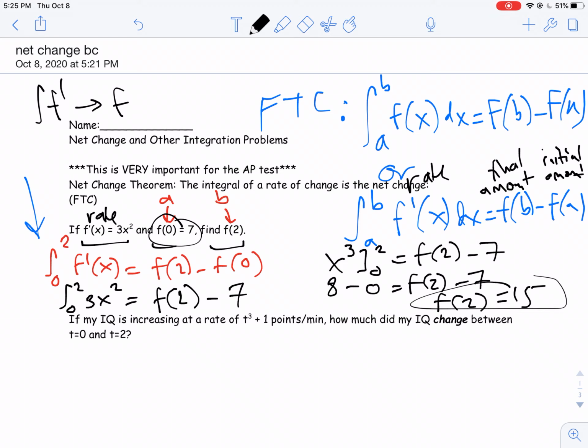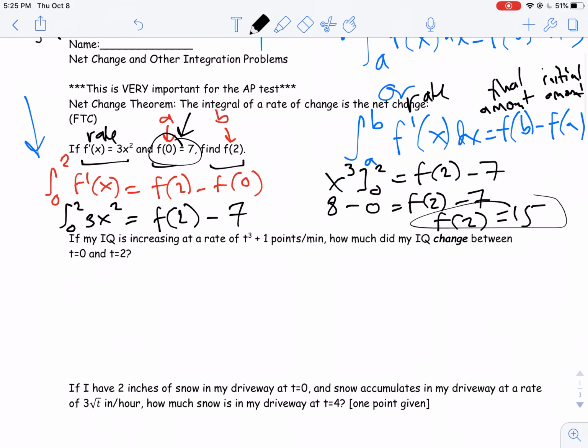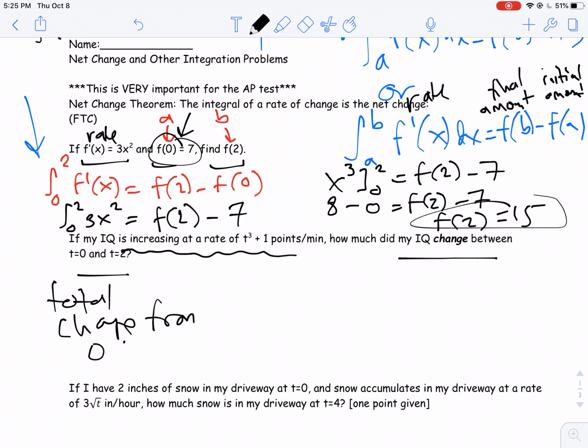Okay, so that's how you do a problem like this. Look for them to give you some kind of initial condition and then some kind of rate. Okay, so let's go back to this. If I just have a net change, so if my IQ is increasing at a rate of t cubed plus 1 points per minute, pretty realistic, how much did my IQ change between 0 and 2? If I want to find how much my total changed from 0 to 2, that's just the integral from 0 to 2 of the rate. So just the integral from 0 to 2 of t cubed plus 1.